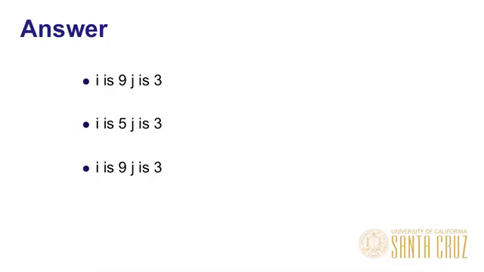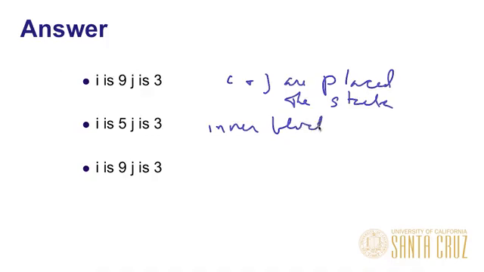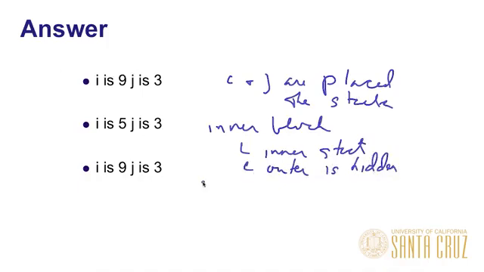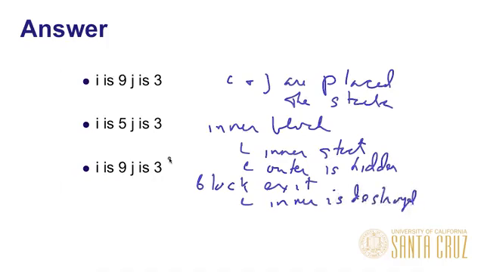From an allocation point of view, i and j are placed on the stack. Inner block: i inner is on the stack. i outer is hidden. Then we have block exit. i inner is destroyed. And then we return to the outer block, and we have again i 9 and j 3, which are the outer block variables that are still on the stack.